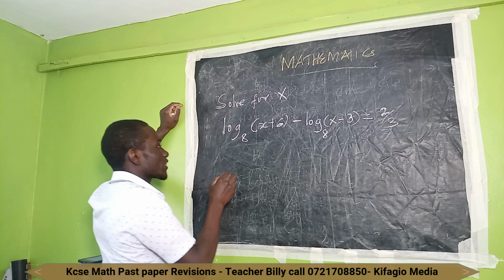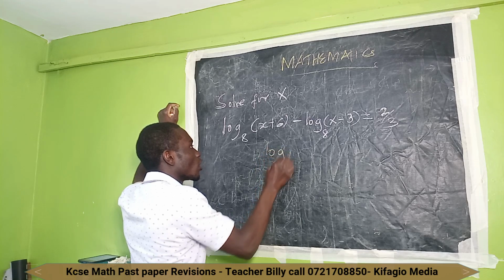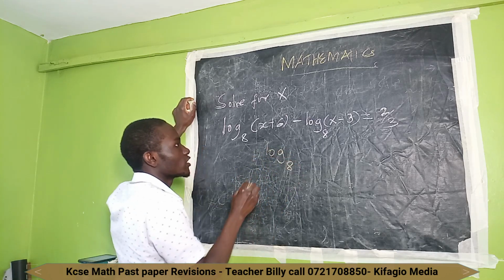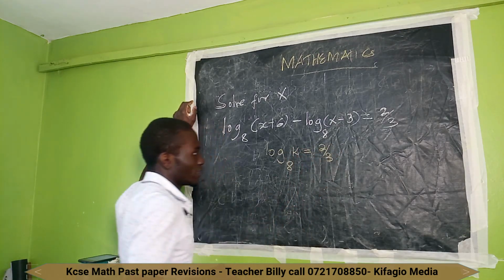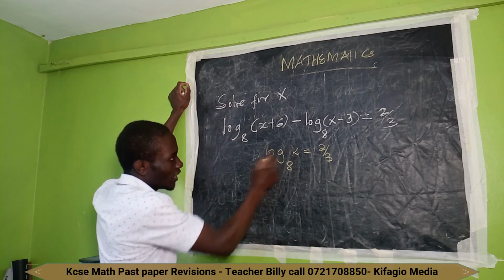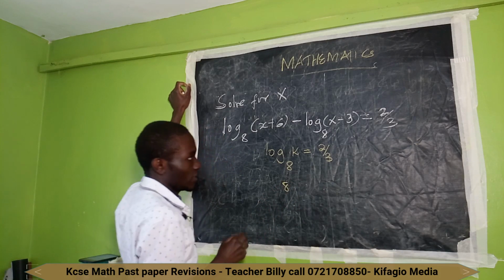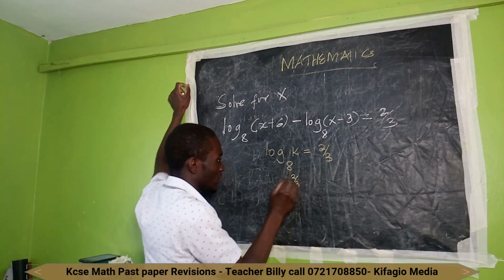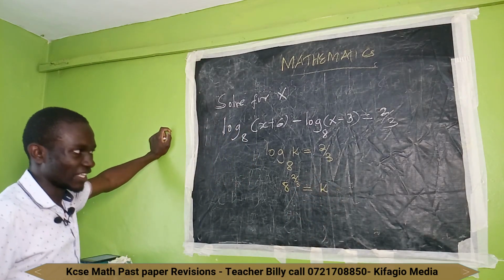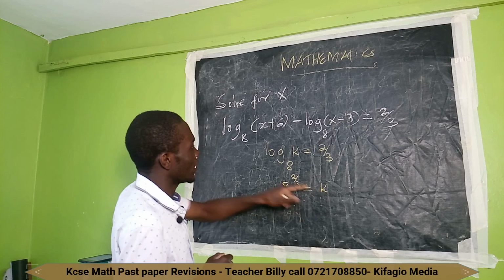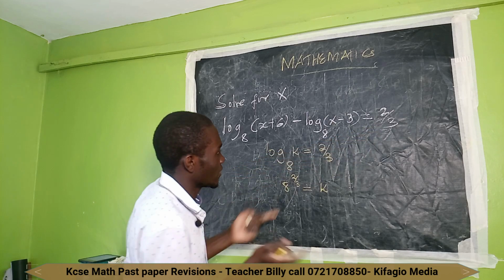So we'll have to recall that if you have log to base 8 of a number k, which will give you 2 over 3, then to find the value of k, I will just say that 8 raised to power 2 over 3 is equal to k. And therefore, our value of k is 8 raised to power 2 over 3. So I just come and place that.